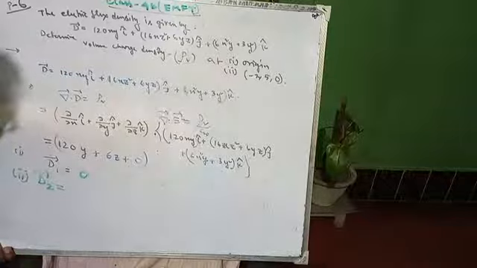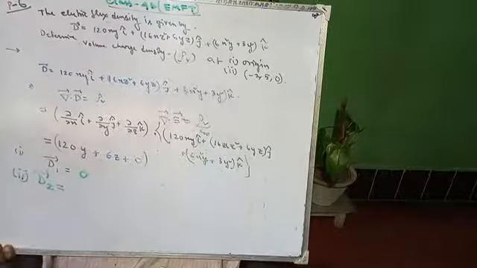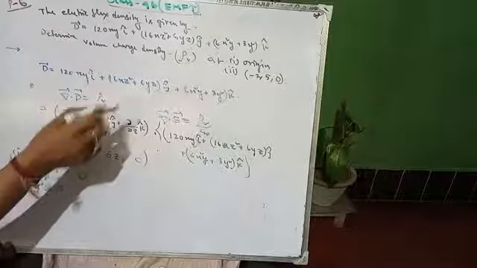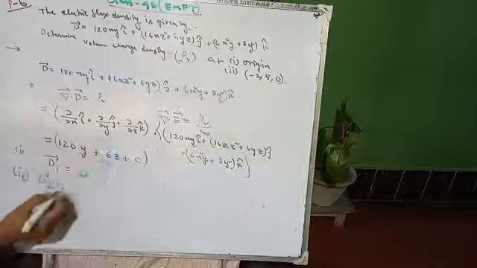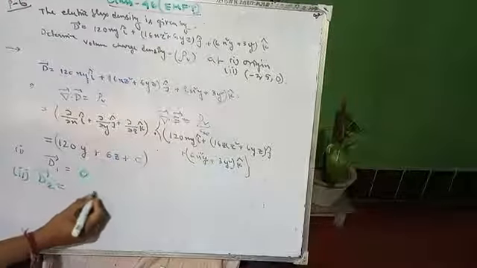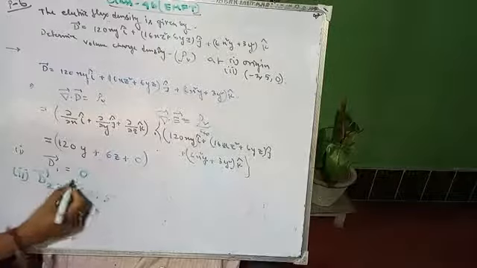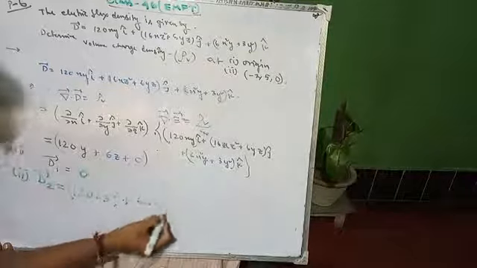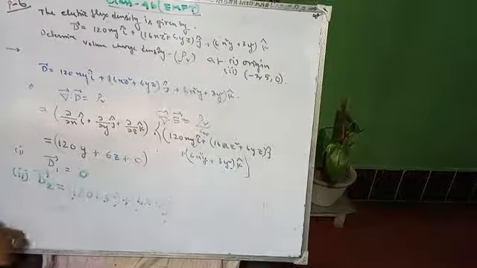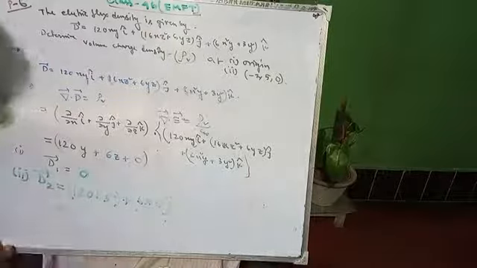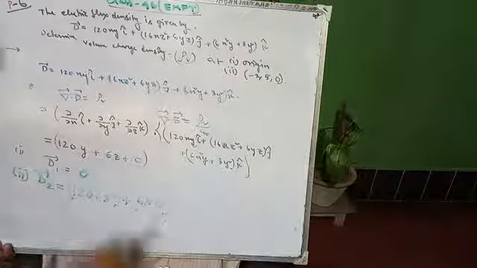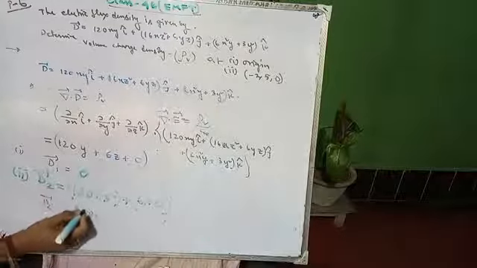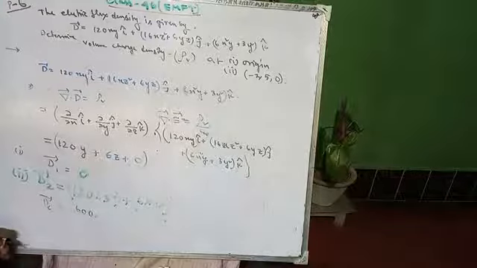Okay, so for the second case, we are considering the volume charge density at minus 2, 5, 0. So we put x equals minus 2, y equals 5. So 120 into 5 plus 6 into z, where z is 0. So 120 into 5 means 600. So the result equals 600. Okay, so this is your problem number 6.